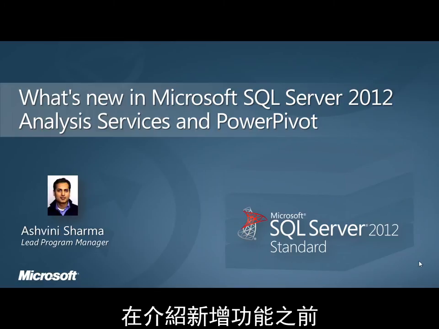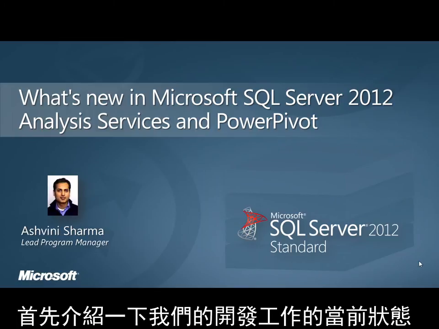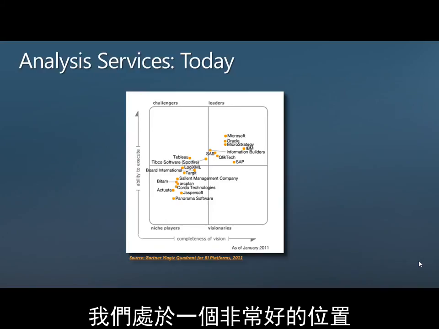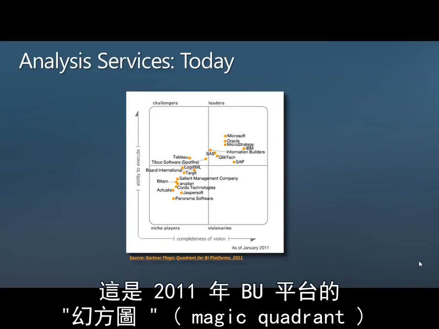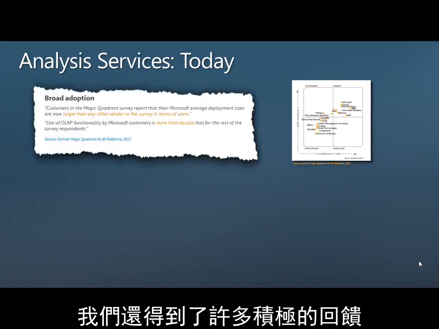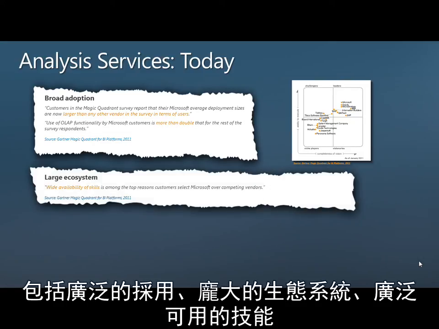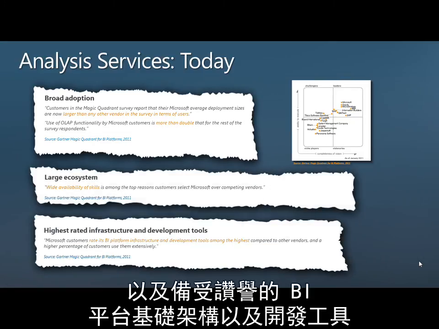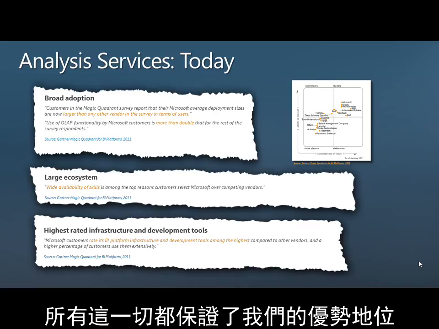Now before we get into the details of what's new, let's actually recognize where we were around the beginning of this cycle that we started development. We found ourselves in a pretty good spot. This is the Magic Quadrant for 2011 for BI platforms, and you can see Microsoft is recognized as a leader. We also had great feedback on broad adoption, on large ecosystem, wide availability of skills, as well as being rated very highly on our BI platform infrastructure and the development tools. So all in all, a pretty good spot.